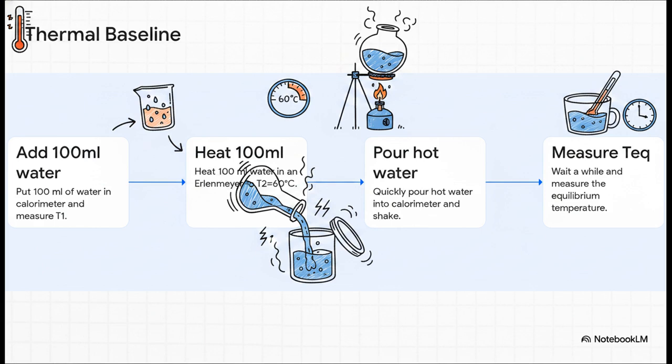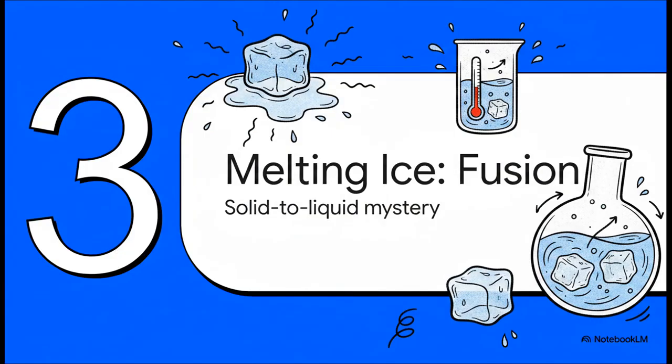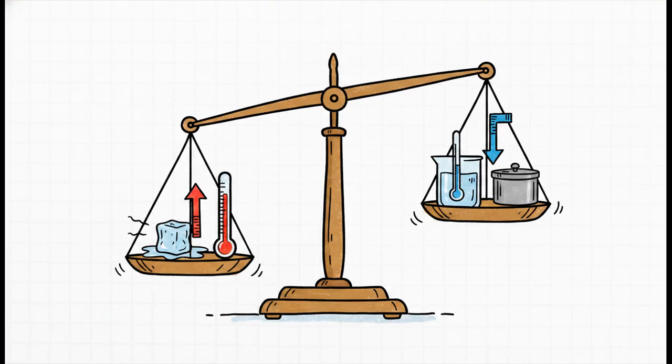From this simple baseline, we know exactly how much energy our hardware absorbs. Okay, Section 3. Melting ice, heat of fusion. Solving the solid-to-liquid mystery. With our baseline set, we can finally investigate our first suspect, solid ice melting into liquid water. Look at this melting balance equation.